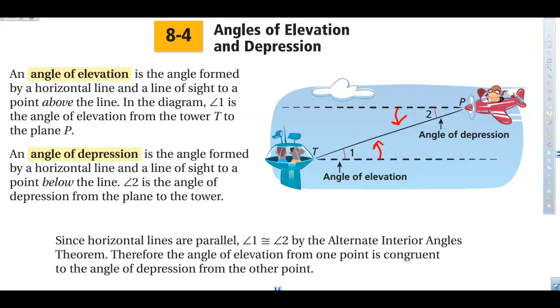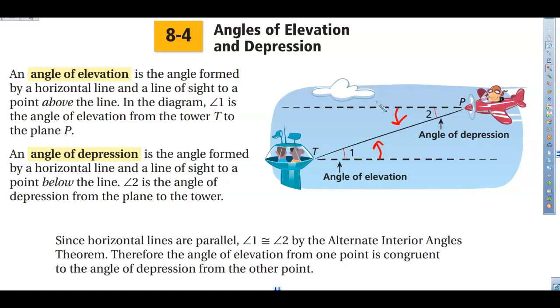So if we're looking at this picture, if our guy in our plane is flying along and he's looking straight ahead, he has to look down to see the people in the air traffic control tower. So that is an angle of depression. Whereas the people in the tower, if they're looking straight ahead, they have to look up to see the airplane. That is an angle of elevation.